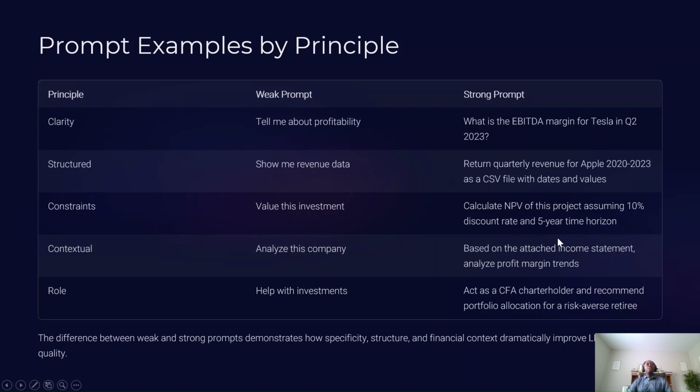So on role, you say, help me. A weak prompt will be, help me with the investments. But if you are an effective prompt engineer, you'll say, act as a CFA charterholder and recommend portfolio allocation to a risk-averse retiree. Now you are assigning a role and also instructing it with a clear instruction of what you're looking for. The difference between weak and strong prompts demonstrates how the structure and the financial context dramatically improve large language models' output quality.